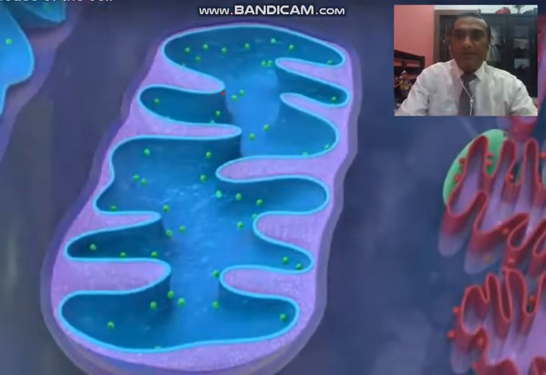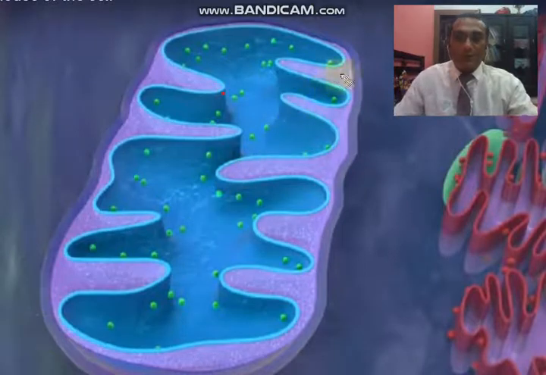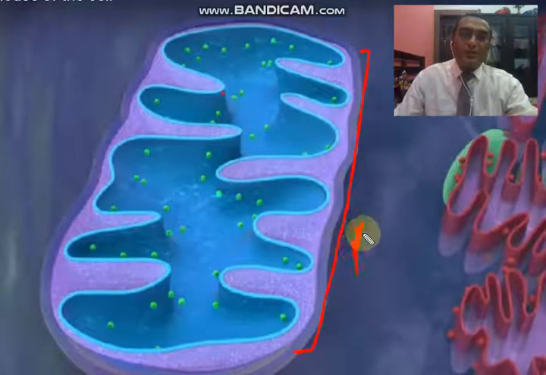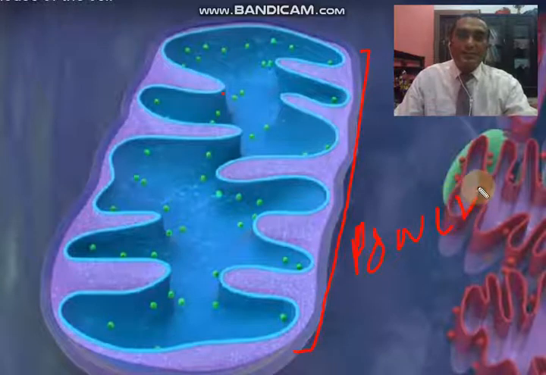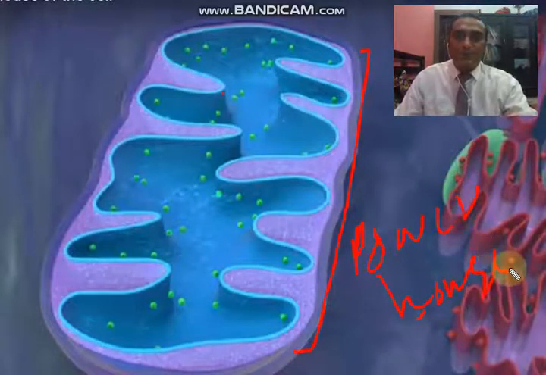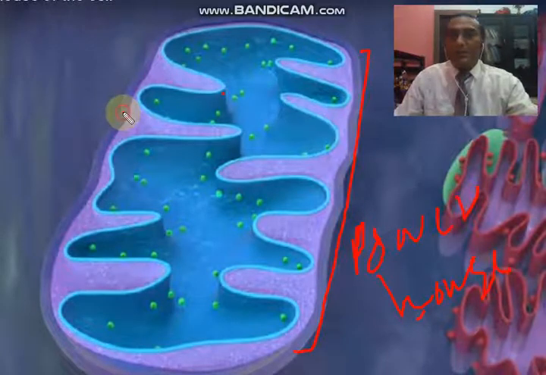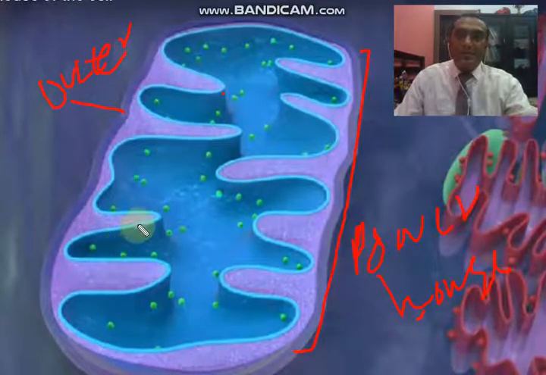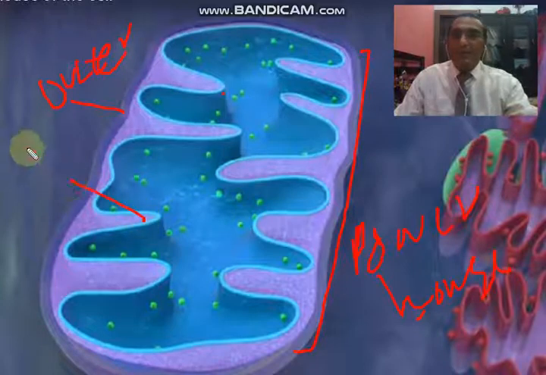This is mitochondria, you can see, and this is the powerhouse of the cell, we can say. This is a powerhouse, and this mitochondria consists of an outer membrane. This is the outer membrane, and this one is the inner membrane.